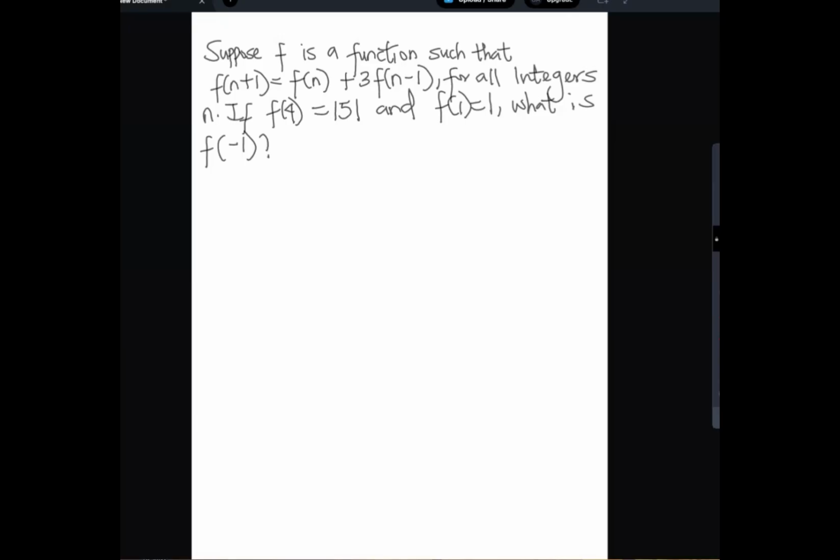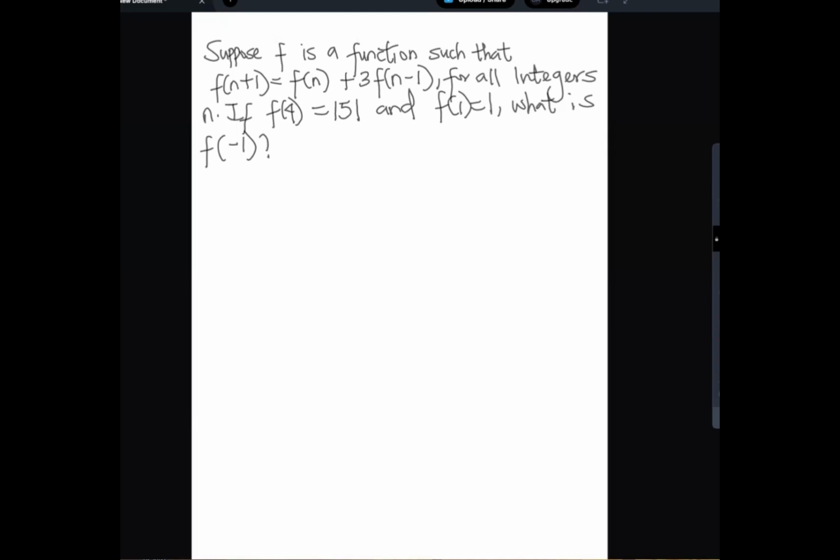Like I always say in my videos, use what you have to get what you exactly do need. Now, if you see here, we're given that the f of n plus 1 term is f of n plus 3 f of n minus 1. So we're going to be writing the instances of how the function behaves as n changes.